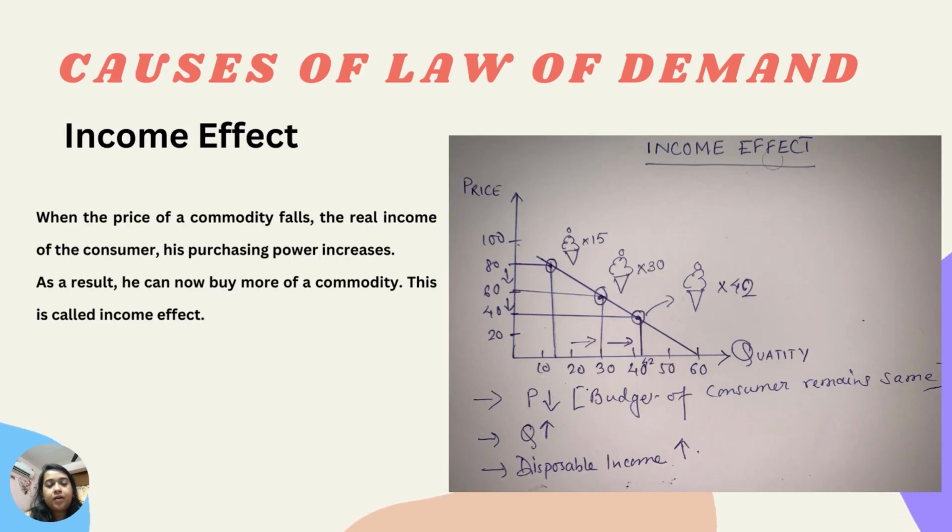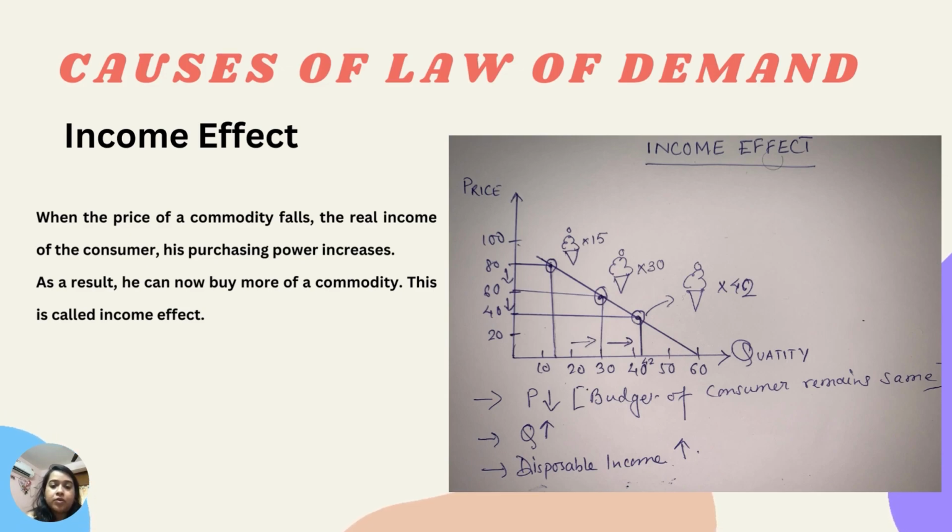Now we are looking into the income effect. So what is the income effect? When the price of a commodity falls, suppose you are willing to purchase an ice cream, and the ice cream price falls significantly, you will have more money in your hand, so you will buy more of that product at the same price. This is known as the income effect.